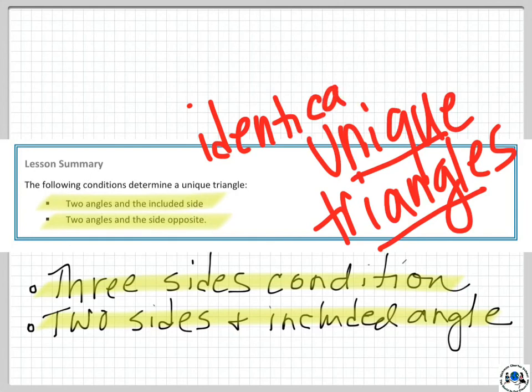Because if I give you three sides, let's say they're all 5 centimeters, all three angles are going to be the same as well in that case, but they'll always be the same. It'll be unique. That is a unique triangle.